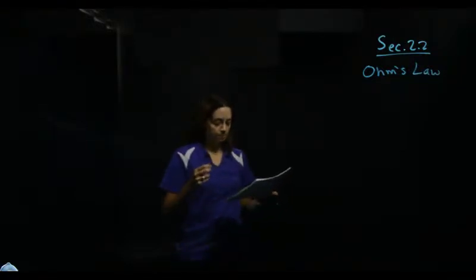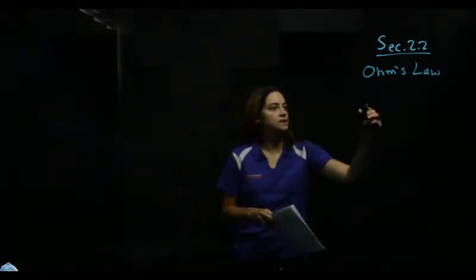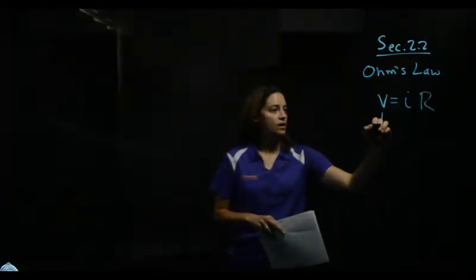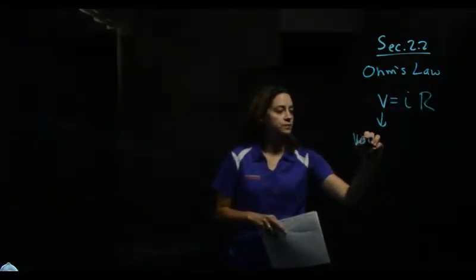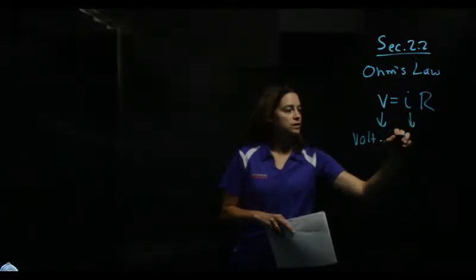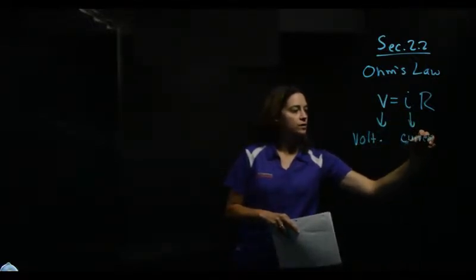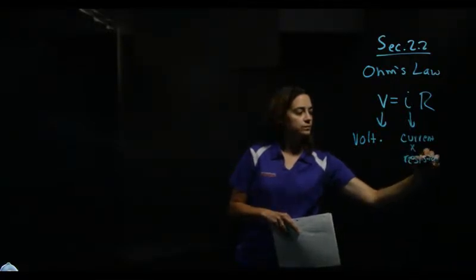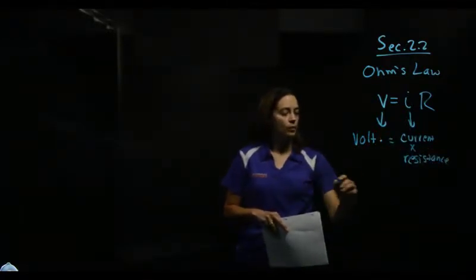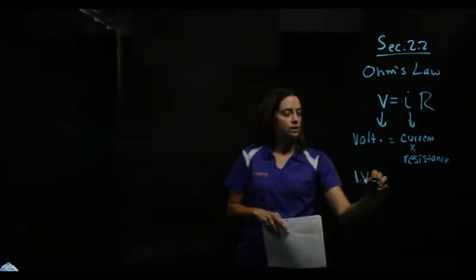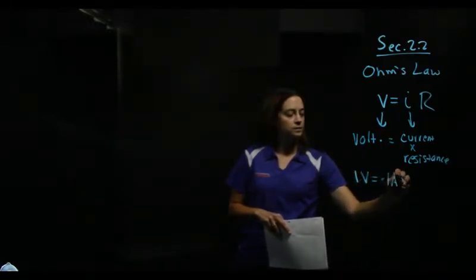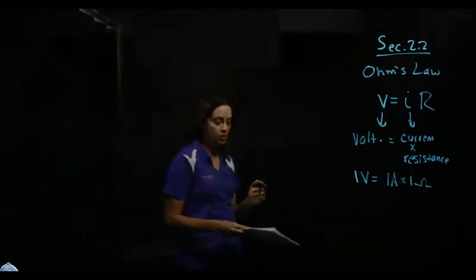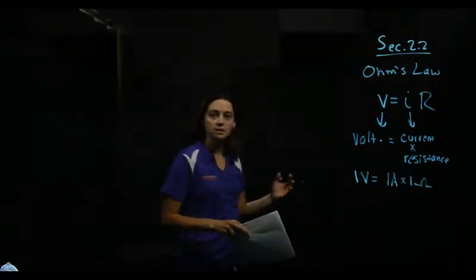So Ohm's Law simply says V equals IR. That says that our voltage is equal to our current times resistance. Or that 1 volt equals 1 amp times 1 ohm. So resistance is measured in ohms. And we can calculate resistance of any material.